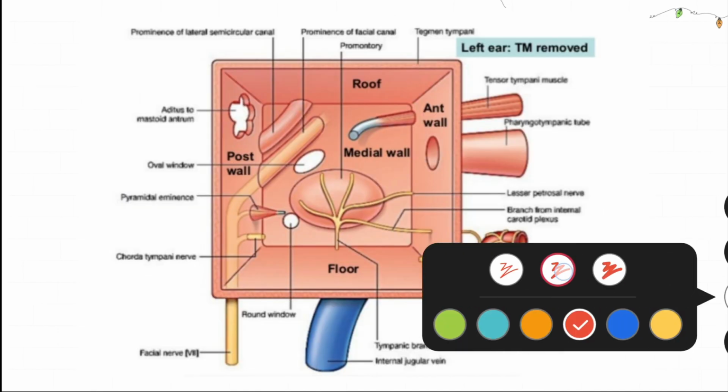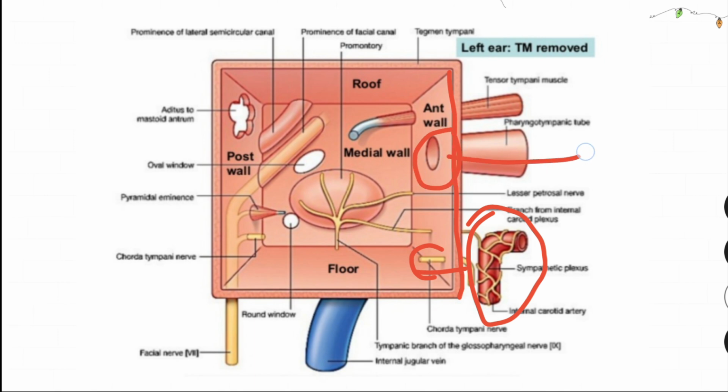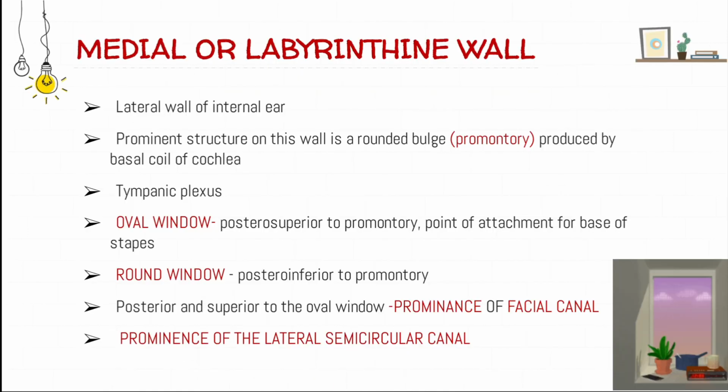In the figure you can see internal carotid artery is separated by this wall from the middle ear. Then there is an opening for the exit of chorda tympani nerve. C for chorda tympani nerve. Then P for pharyngotympanic tube. There is a large opening for pharyngotympanic tube. Then there is a canal for the tensor tympani muscle.